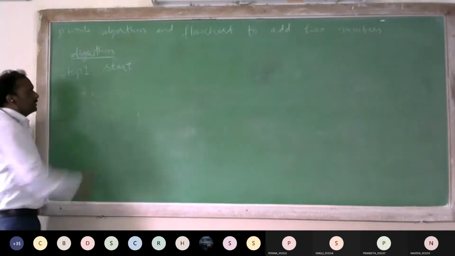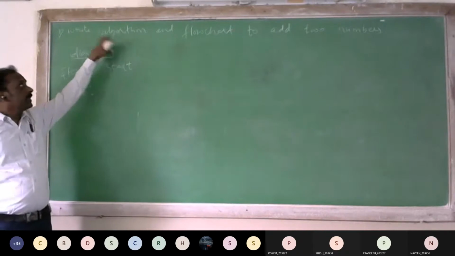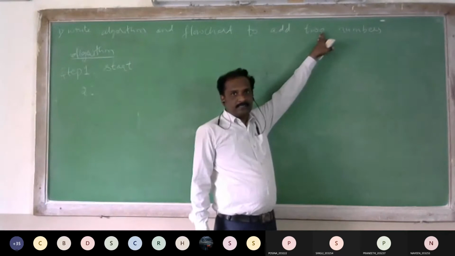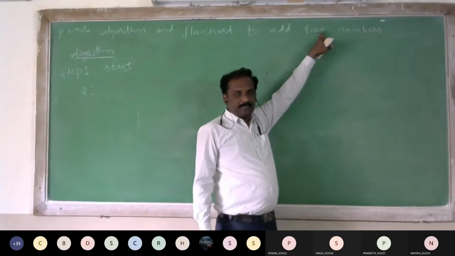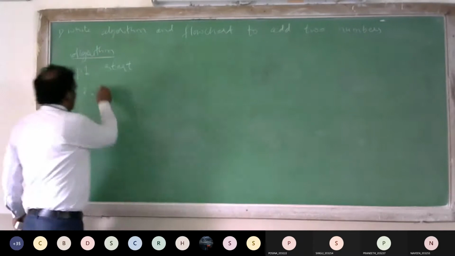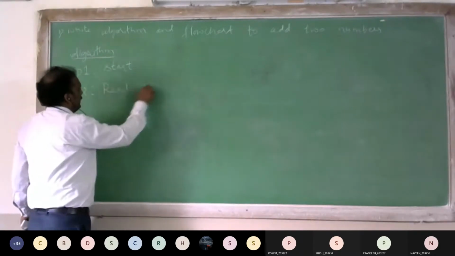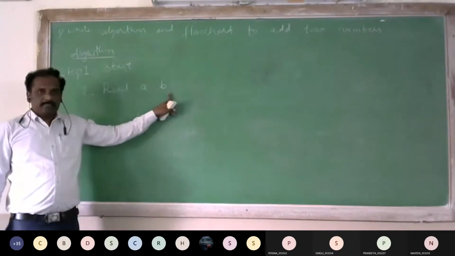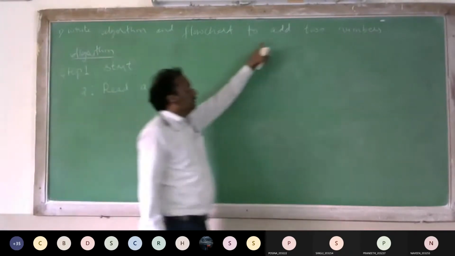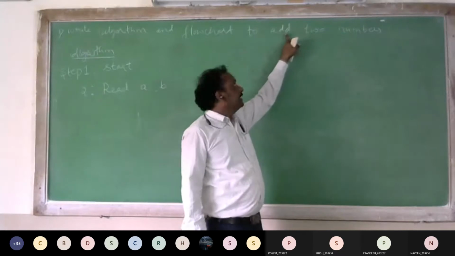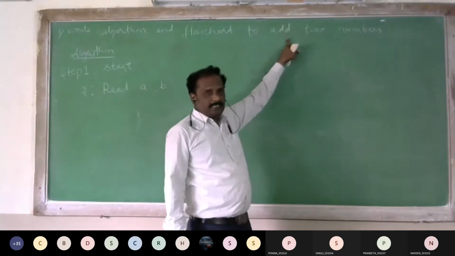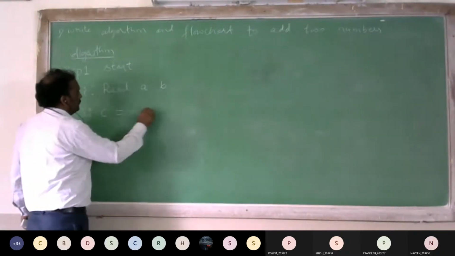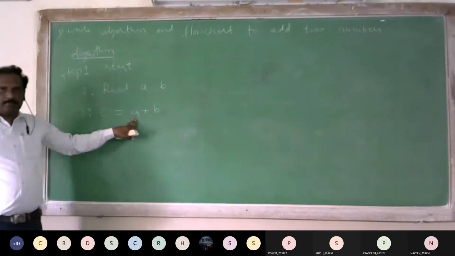What is step 2? What is the title of the problem? Write algorithm and flowchart to add how many numbers? 2 numbers. So we need to input 2 numbers. That input I am writing as read A, B. Now what is the question? We need to add. Then I need to add 2 numbers and store in C. So what is the next step? Third step is C is equal to A plus B. This is the calculation part.